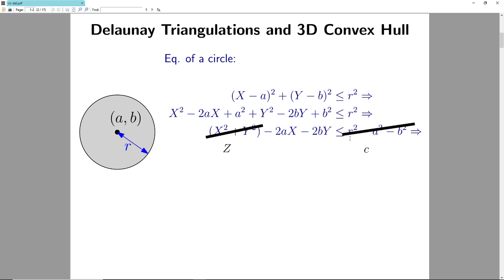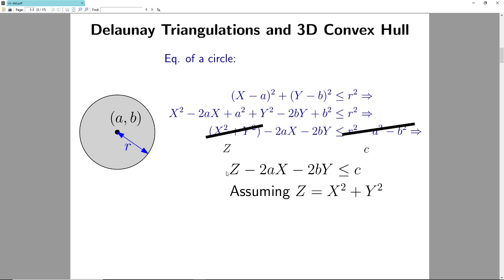I can just relabel all of these things as c. So now I have this linear function: z minus 2ax minus 2by is less than or equal to c. In three-dimensional Cartesian space, where I have three coordinates x, y, and z, this describes a linear function. This will be a hyperplane. Okay? And the only assumption I have made here is that z equals x squared plus y squared.